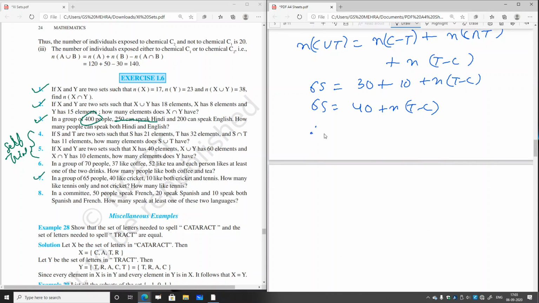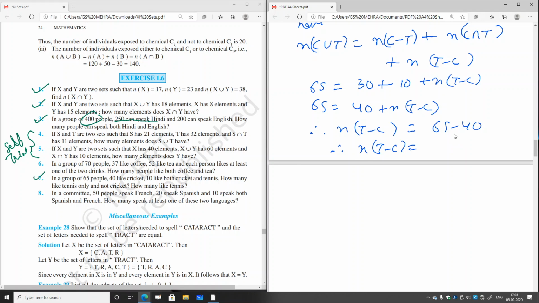Therefore we can say n of T minus C equals 65 minus 40. Therefore n of T minus C will be equal to how much? 65 minus 40 is 25. So this is the answer.